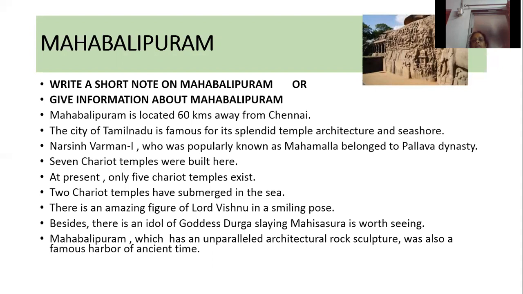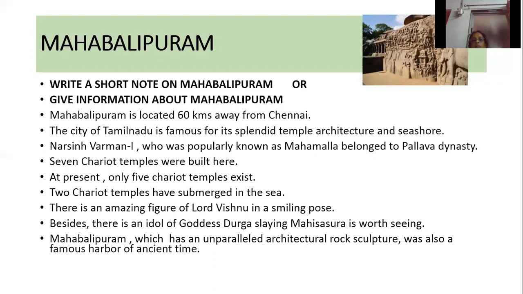And you have studied which ones: Dharmaraj temple, Arjun, Bhim, then Nakul, Sahadeva, Draupadi. Among these, which is the biggest chariot temple? Dharmaraj temple is the biggest chariot temple, and Draupadi temple is the smallest. At present, only 5 temples are there. When it was built, 7 chariot temples were there. These temples are in the form of chariots, Ratha.